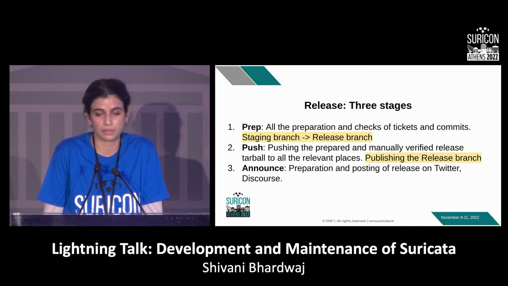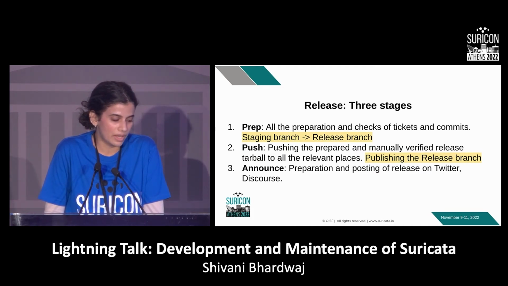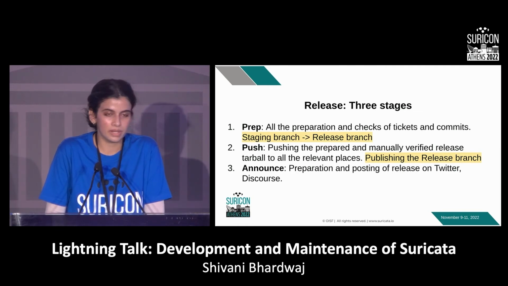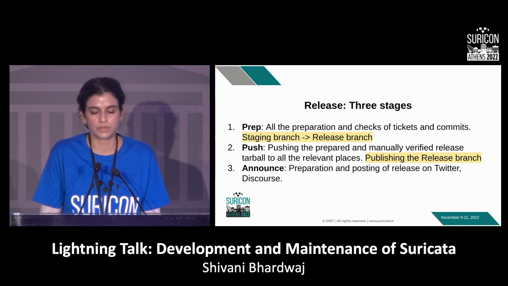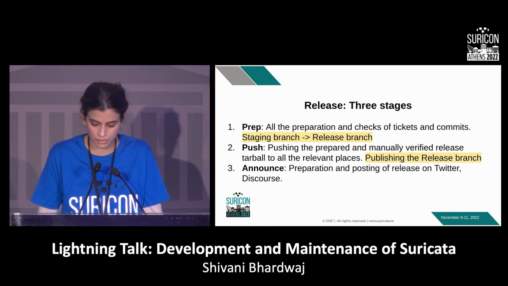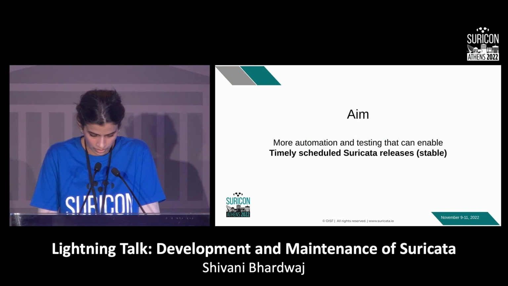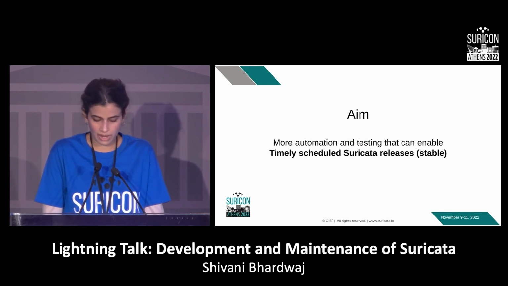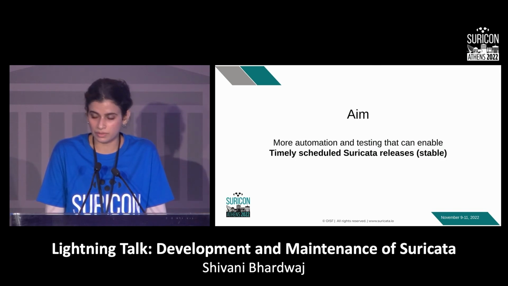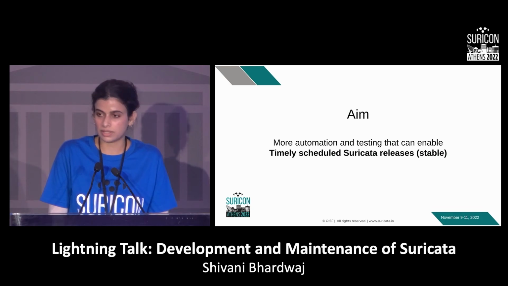This is the publishing part. And the third stage is announce, where we prepare the posts automatically for social media and post them on Twitter and Discourse. The aim with all of this is to have more automation and testing around this, so that we can have timely scheduled Suricata stable releases.